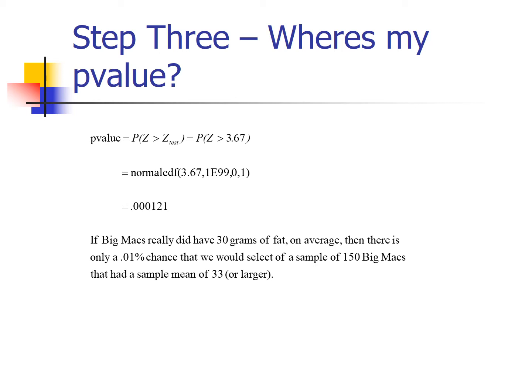But even though technically it's possible, it's extremely unlikely. It's a 0.01%, 1/100th of a percent chance that that would happen. And so what's more likely then? That the whole premise that we base this calculation on, the whole fact that McDonald's Big Macs have 30 grams of fat on average, is cast in doubt.